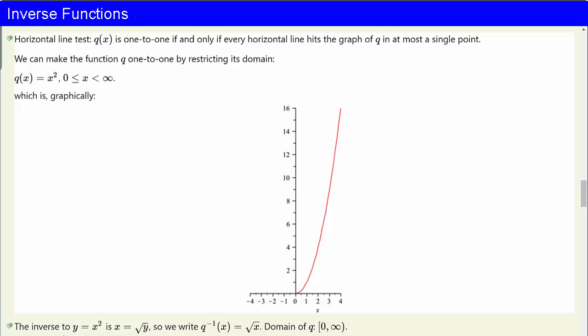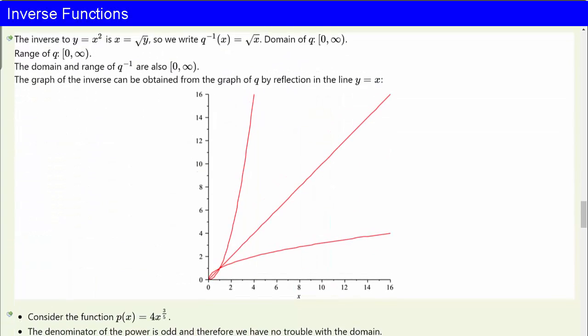However, you can make the function q one-to-one by restricting its domain, and this is a standard practice in mathematics. We redefine q using the same formula, namely q of x equals x squared, but we specify the domain of q to be the interval [0, infinity). Now we get a one-to-one function.